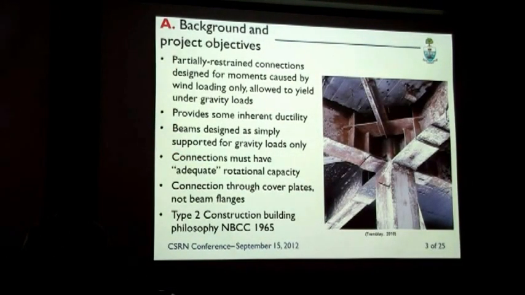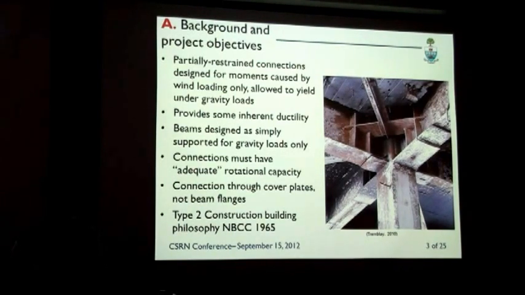So partially restrained connections have been used since around the early 20th century in steel moment frame construction. These connections were primarily designed for moments caused by wind loading only, and they were actually allowed to yield under gravity loads. And this provides some inherent ductility because the top and bottom cover plates, as you can see here on the beam, were designed such that they could develop their full axial yield force. These connections were designed such that they had adequate rotational capacity, but there weren't really any hard limits on what this was. And the beams were actually designed as simply supported and were designed for gravity loads only.